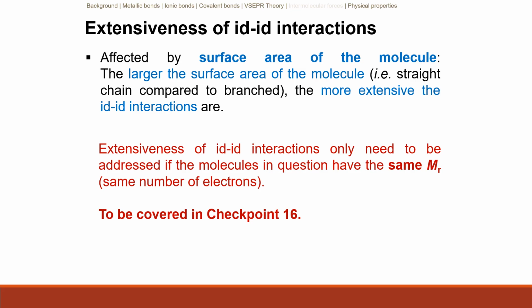There is one thing that I should highlight though. The term extensiveness is only applicable to isomers, which are molecules with the same MR and therefore the same number of electrons. Why is that so? If the molecules have the same number of electrons, then the strength of ID-ID interactions is kept the same. So if you need to bring up another factor to explain the difference in, say, boiling point, you can use extensiveness to compare the ID-ID interactions. We will see such an example in checkpoint 16, not to worry.